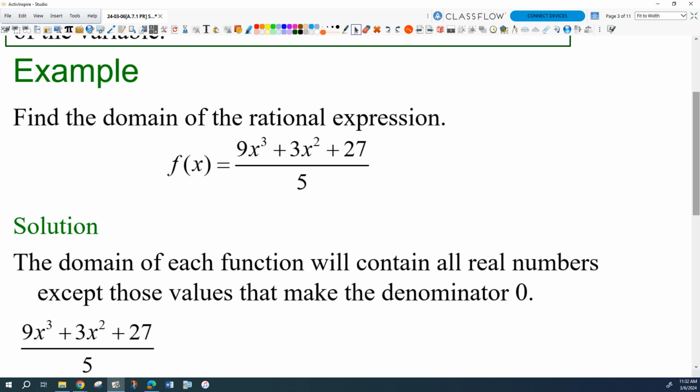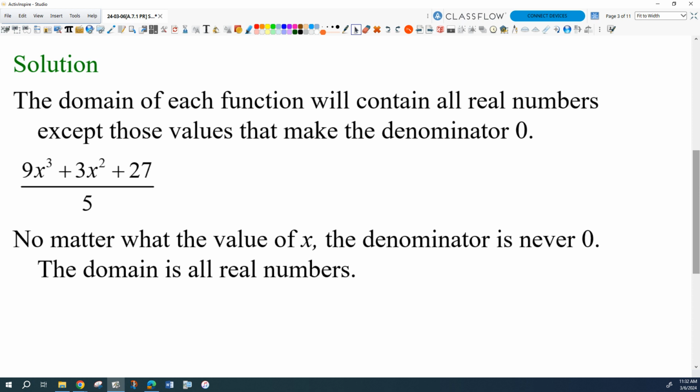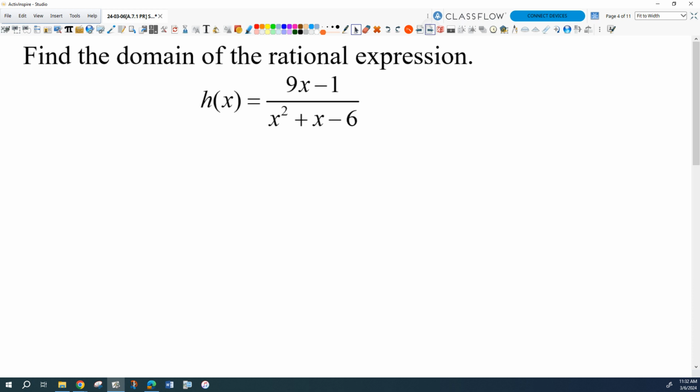Are there any? There are none. How do we know? Because there are no variables in the bottom. The bottom, regardless of what the value of x is, the bottom is always what? 5. Yeah, it doesn't matter, right? So in this case, there are no exclusions. The domain is all real numbers. Everything is fine because there are no variables in the denominator to worry about. Okay? Let's look at one where we do have to worry a little bit, though.